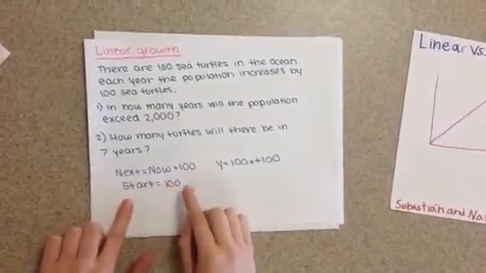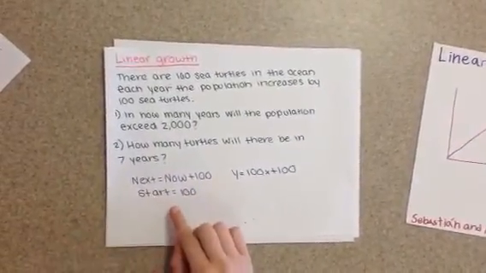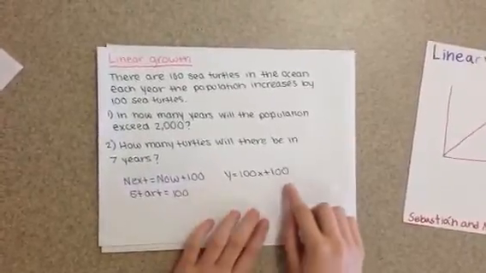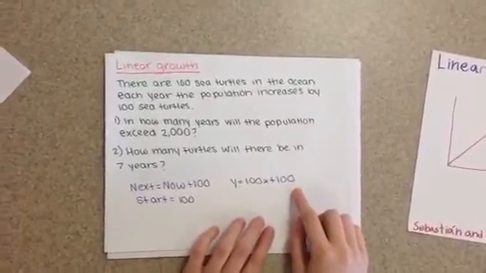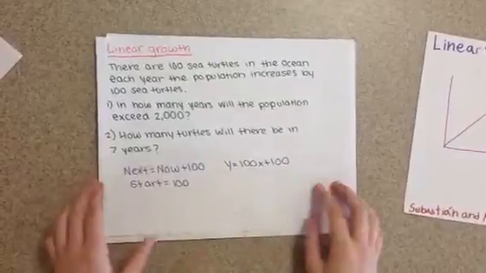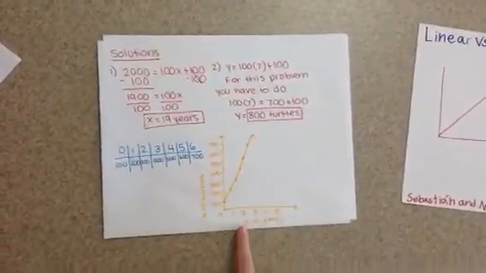It was next equals now plus 100, and the starting value is 100. And then that was our equation. It was y equals 100x plus 100. And then that was our graph and our table.